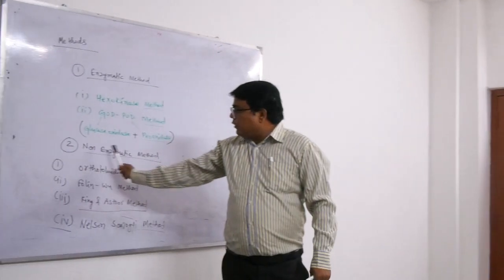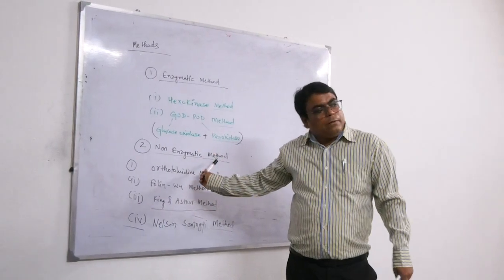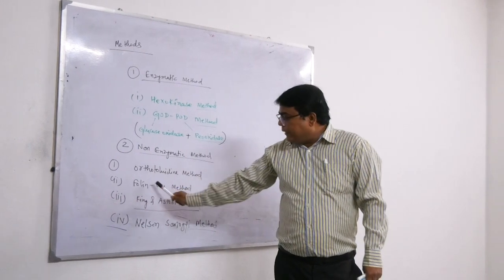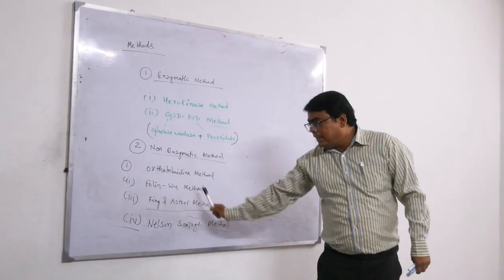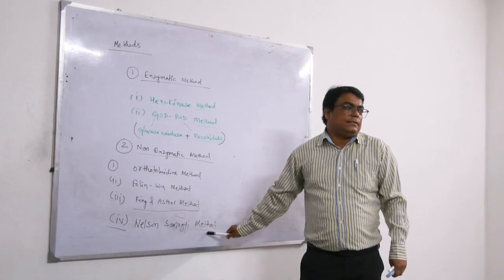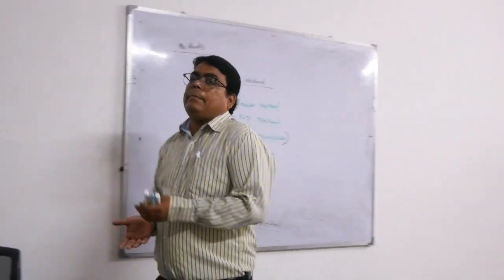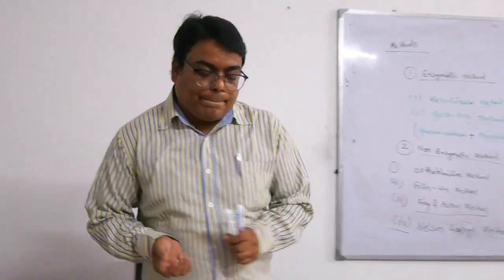These are non-enzymatic methods: ortho-toluidine, Pauling-Gu, King's and Astor methods, and the Nelson-Somogyi method. These are the other methods rather than the enzymatic methods.